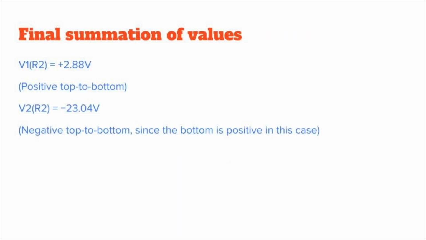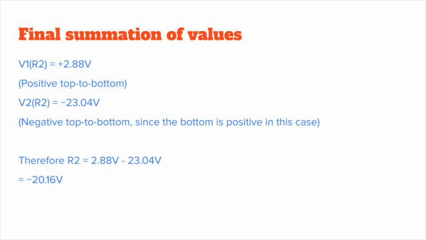The final step of this process is a summation of values, where we know that V1 of R2 is equal to 2.88, and V2 of R2 is 23.04. However, it is a negative value since the bottom is positive in this case and is top to bottom. Therefore, the total value of the voltage at R2 is negative 20.16 volts.